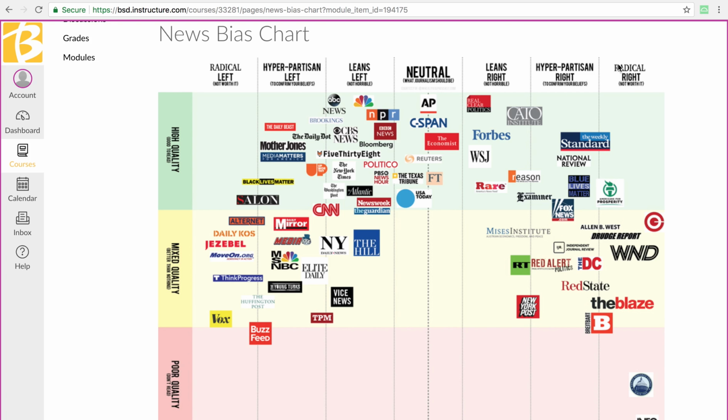Where it says radical right, this is where the people that write for these websites have such a clear agenda when it comes to what you're looking for that they're going to leave out lots of important pieces of information about their topics.